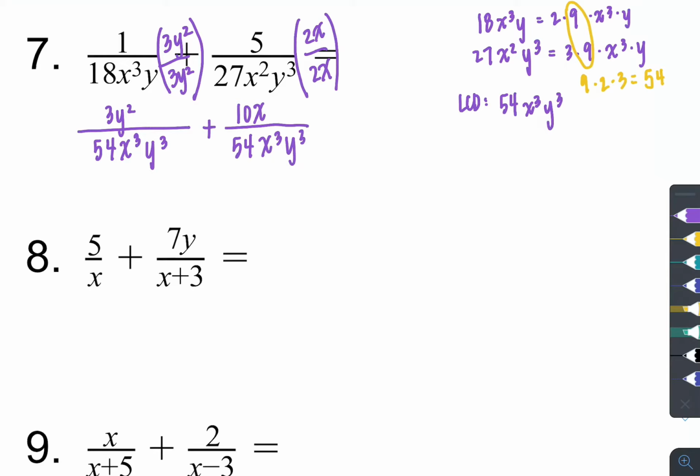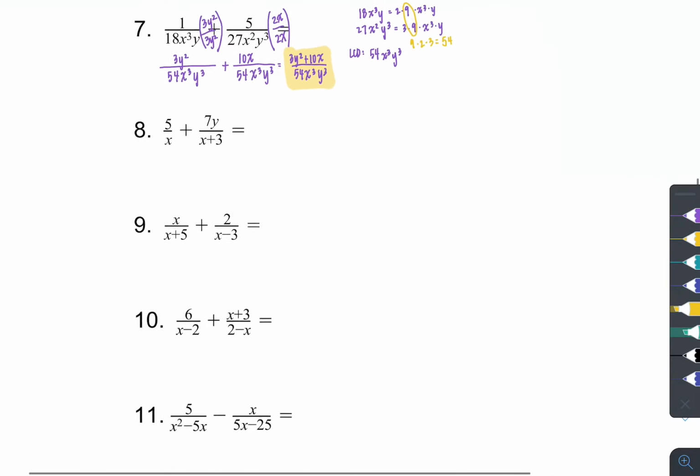So you'll see that we have the same common denominator here, and it's as small as it can possibly be, because if we don't get that, then we're going to have a lot more simplifying to do in the end. And all we had to do was multiply by what was left over. So then we get 3y squared plus 10x over 54x to the third, y to the third. And we cannot simplify that, so this is our final answer.